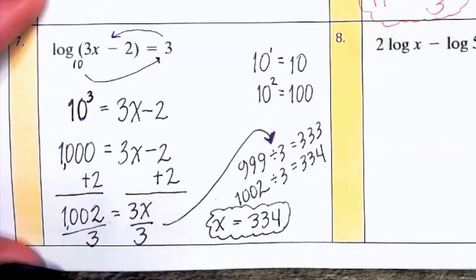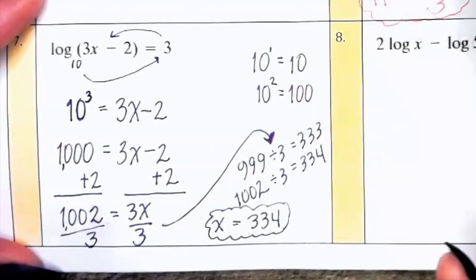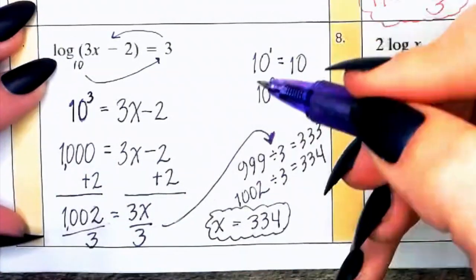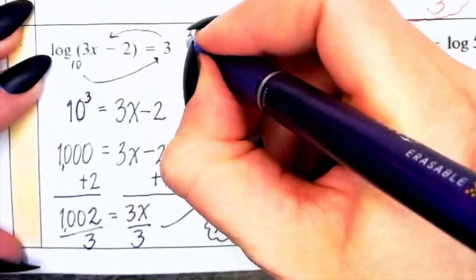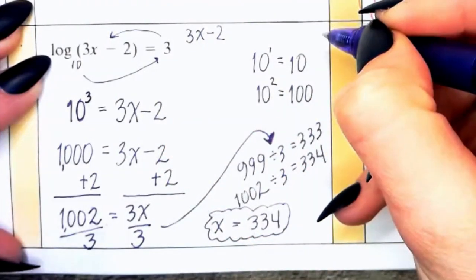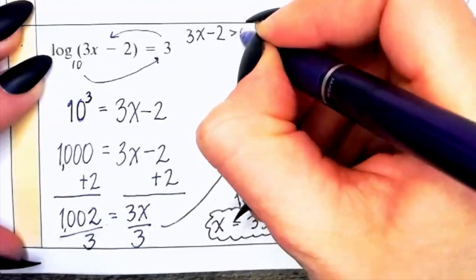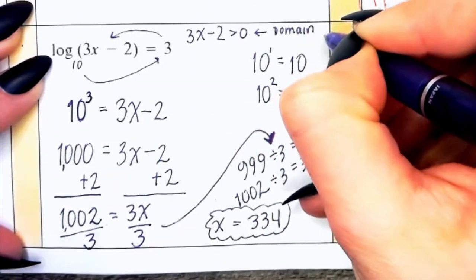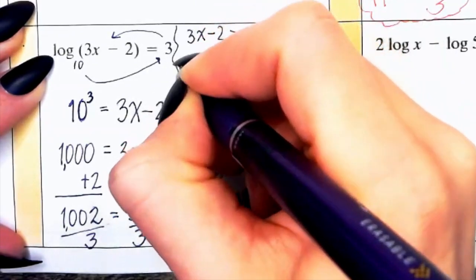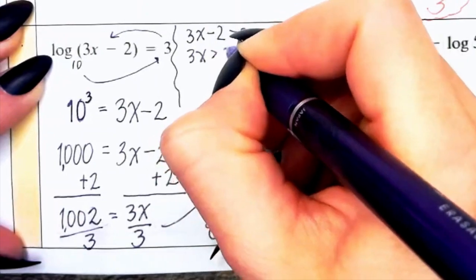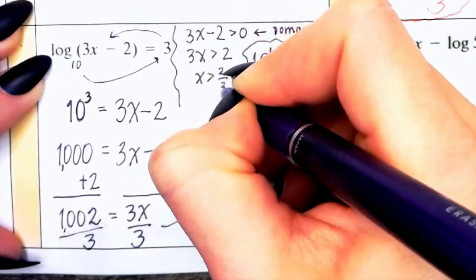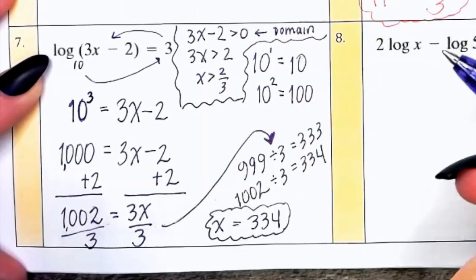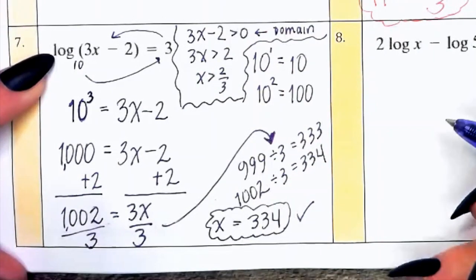If we look back, I should have been doing it on the earlier examples, but I knew that those domains were all positive numbers. My answers were positive. If I check it with my domain, with log, we can only take log of positive numbers. So take whatever you're taking the log of, which in this case is 3x minus 2, set it greater than 0. Solve for x, and that will give you your domain. So 3x is greater than 2, and then x has to be greater than 2/3. That's my domain. I could put it on a number line. I could put it into interval notation. Is 334 greater than 2/3? You bet it is, so we're done.